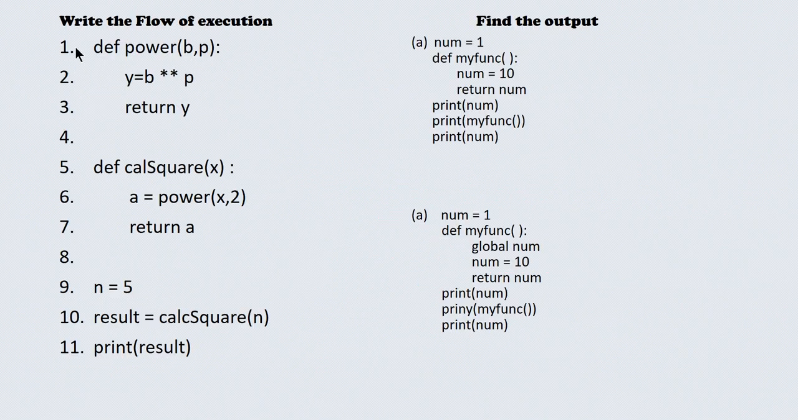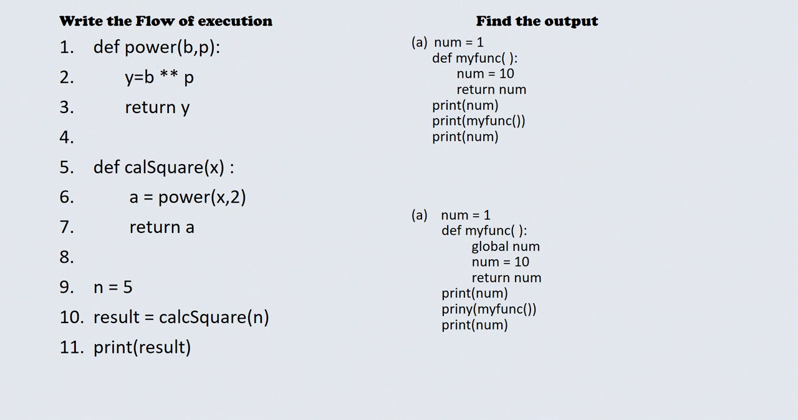Now look at the question. Write the flow of execution. How to find the flow of execution for the program. So let us quickly recap what are all the rules that we need to follow to write the flow of execution. So the program execution starts with line 1.